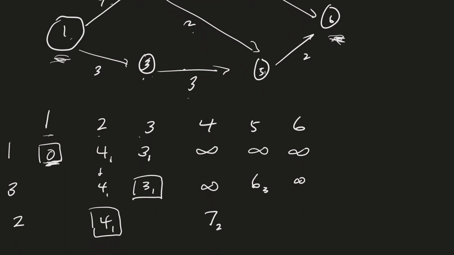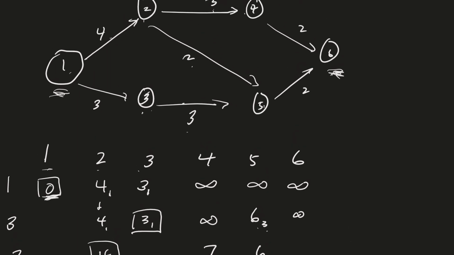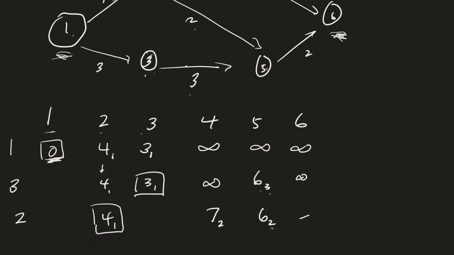So we actually have a tie so far. You could write down 6 with a 2 coming from node 2, but 6 was also coming from node 3. So there's a tie there that we might look into later. And then is 2 connected to 6? Nope. And so that stays infinity.